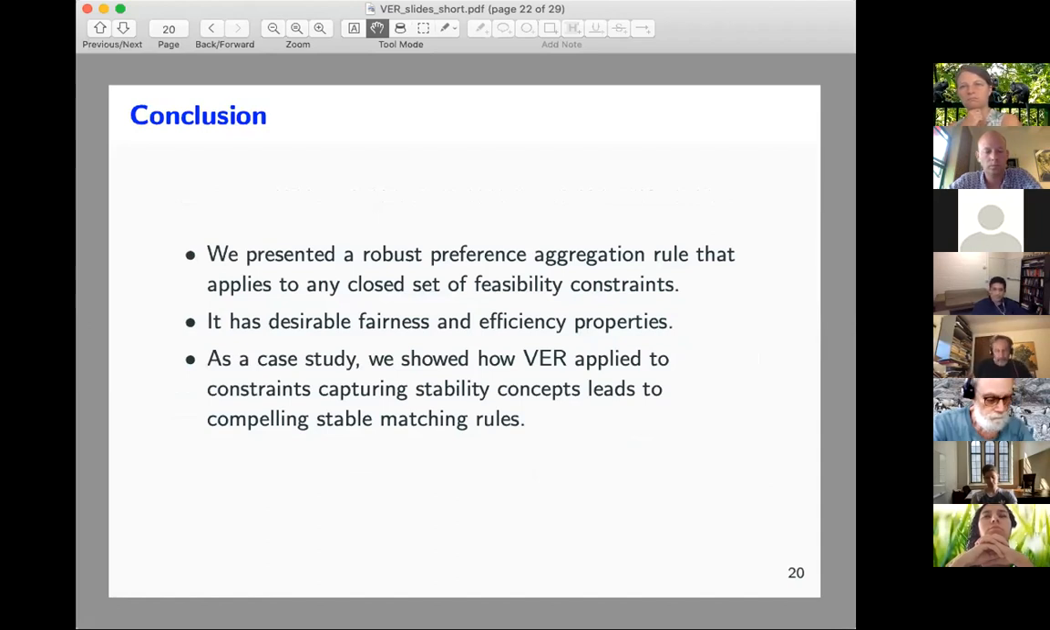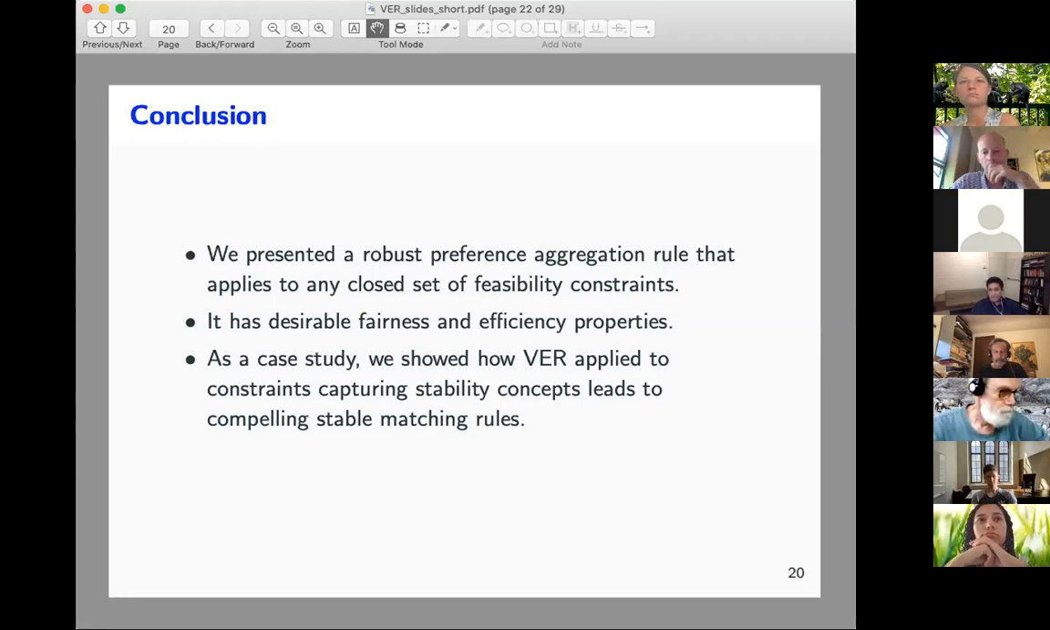We showed that it has desirable fairness and efficiency properties. And to showcase that, we focused on this case study where agents have preferences over objects and objects have priorities over agents. And in that sense, we showed that it leads to certain new rules which can be applied with respect to well-known stability concepts.